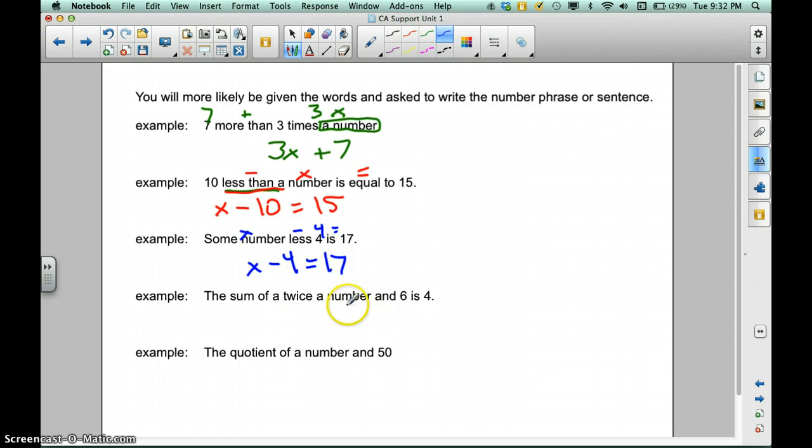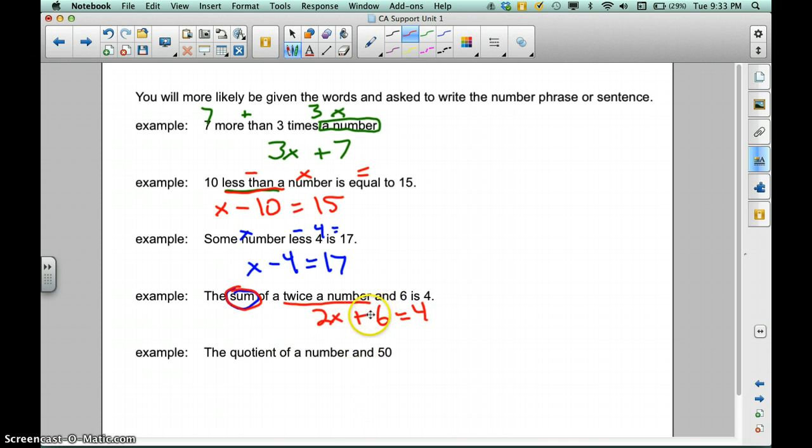Okay, I hope you tried the problems. We have the sum of twice a number and 6 is 4. So sum indicates you're going to add your numbers together, whatever they are. So the sum of twice a number is 2x. And since I want the sum of this and 6, notice here, this is my sum, plus, of twice a number and 6, equals 4. So a little bit tricky.